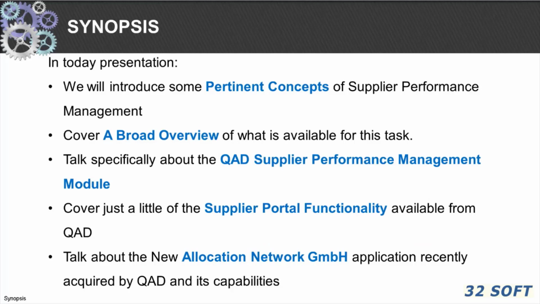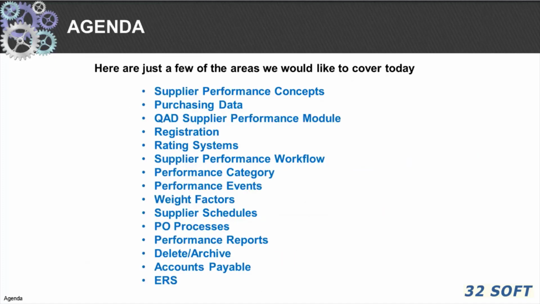In today's presentation, we'll introduce some pertinent concepts of supplier performance management, cover a broad overview of what is available for the task, talk specifically about QAD's Supplier Performance Management Module, cover a little bit about the supplier portal and the new Allocation GmbH. Here are just a few of the areas we'd like to cover today. Supplier performance concepts, we'll talk about purchasing data, registrations, rating systems, performance categories and weight factors, performance reports, and a little bit about accounts payable and ERS.